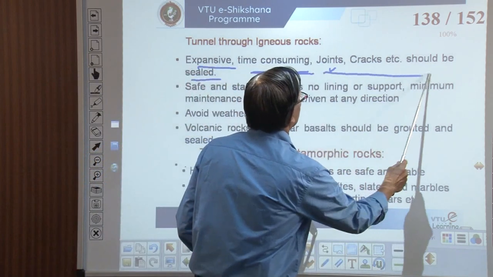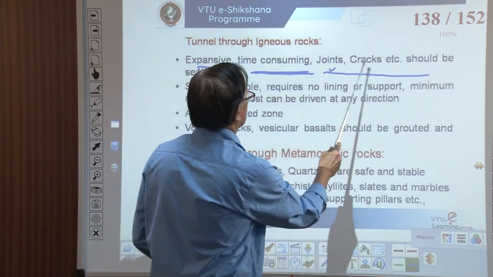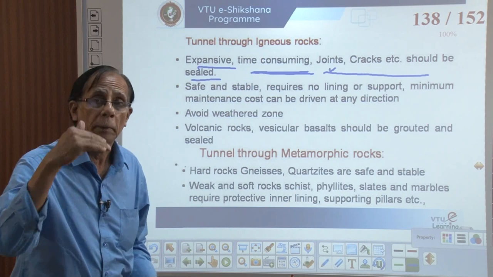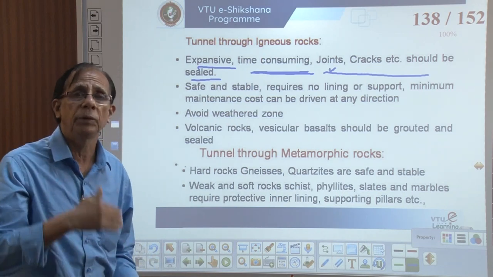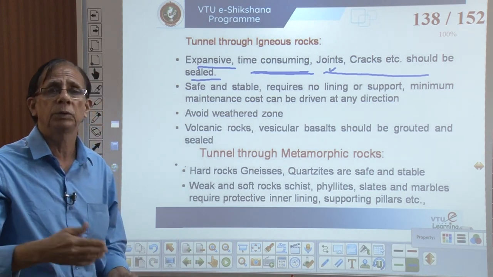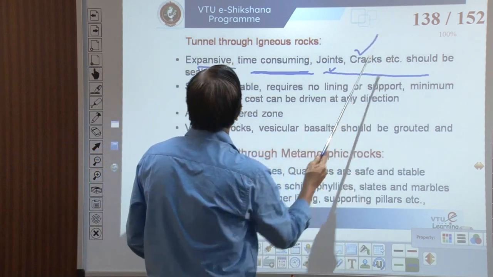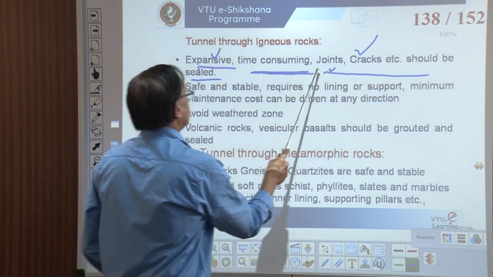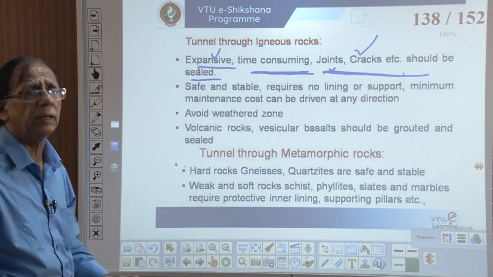Invariably, in Pune and Bombay, we have seen joints and cracks, heavy rainfall areas, seepage. We have to seal them, grout them, do rock bolting, rock jointing, etc. Every possible precaution we have to take. Those are therefore costly, massive, expensive. Even without massive cracks, it is also expensive. So, this is a kind of challenge.